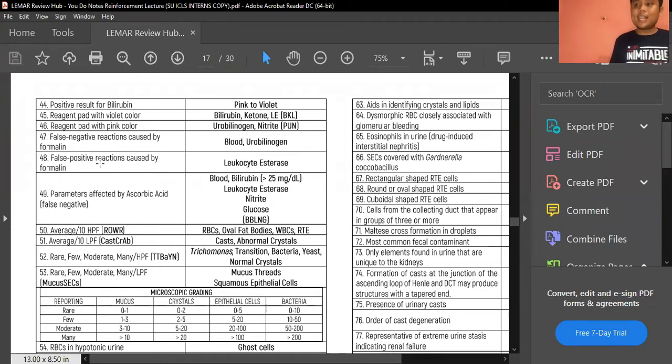Next, you have LNG, LE, nitrite, and glucose. BB lang. Alright? Take note, BB lang.